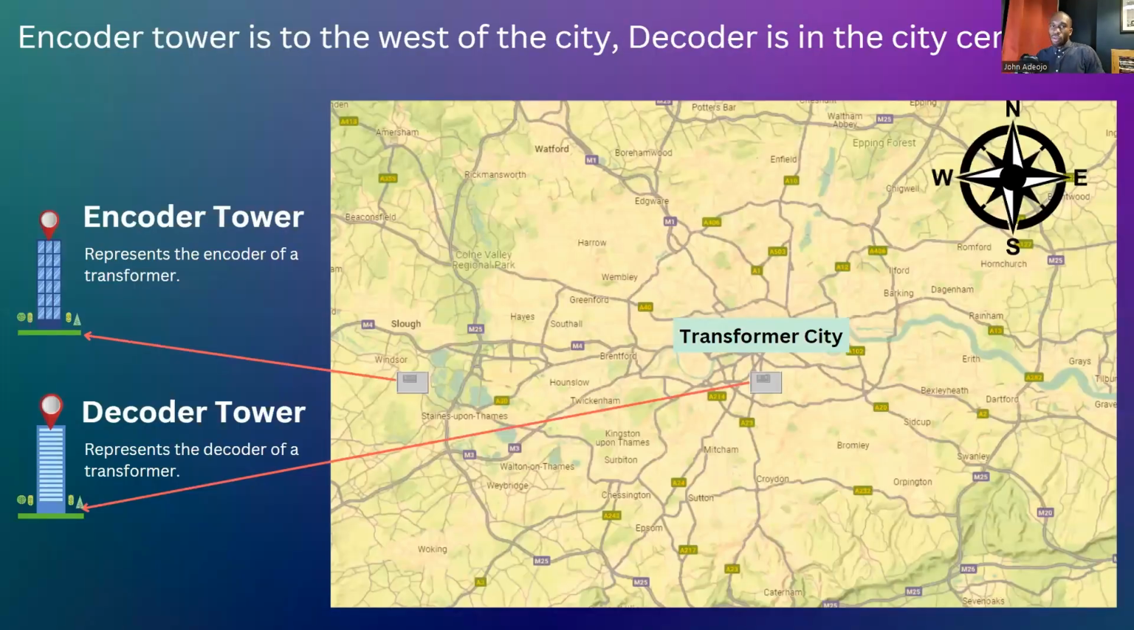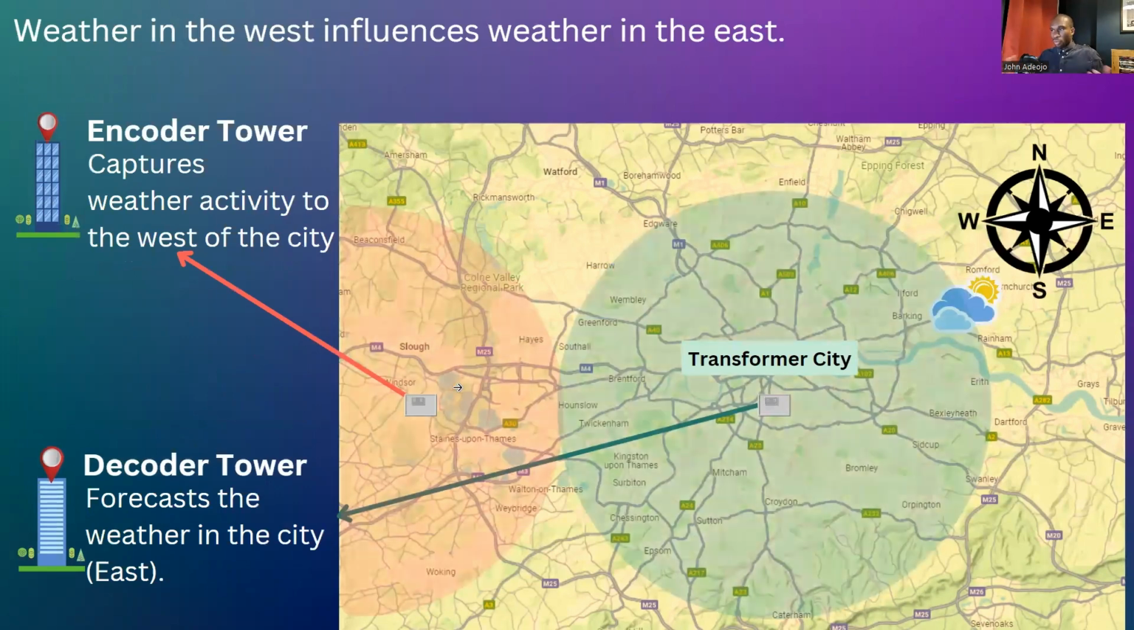What I'm showing you on screen now is a geographical map of Transformer City. So in the city center, we have Decoder Tower, and to the west of the Transformer City, lying there, we have the Encoder Tower. So I previously mentioned that weather patterns in this world move from west to east, meaning that if you can observe what's happening in the west, then you have the ability to predict what will later happen in the east. And that's why I've got that deliberate setup there of the encoder tower lying to the west of the decoder tower, which is in the Transformer City center.